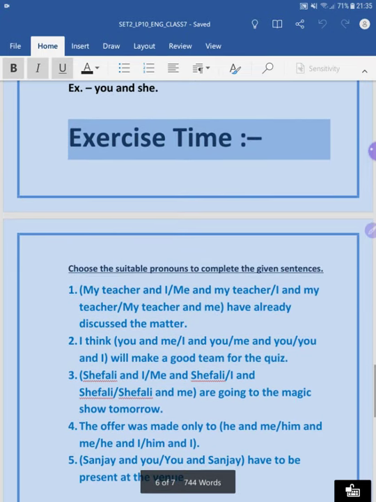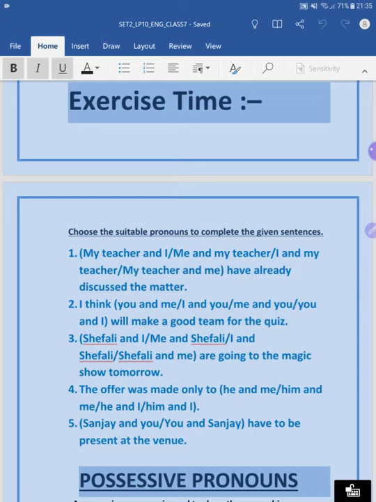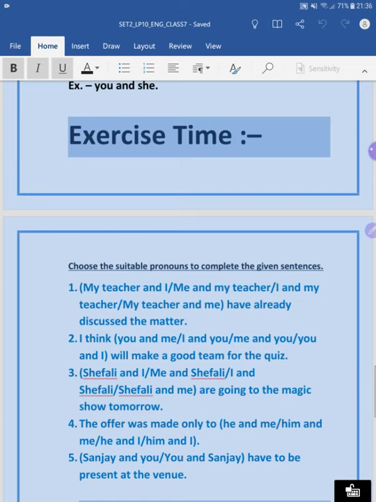And here is the exercise time through which you can solve these questions. Choose the suitable pronouns to complete the given sentences. The first question is: my teacher and I, me and my teacher, or I and my teacher and me had already discussed the matter. So in this exercise you have to choose which one is correct.